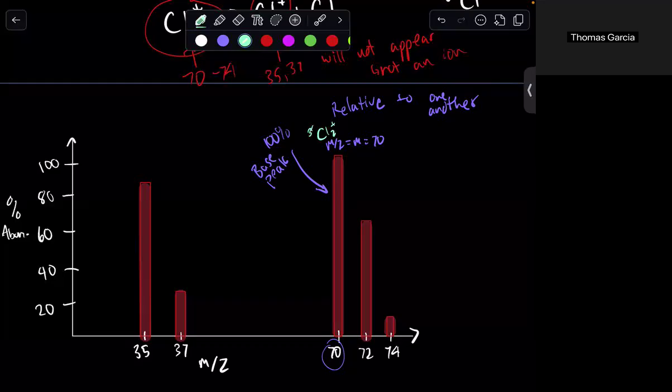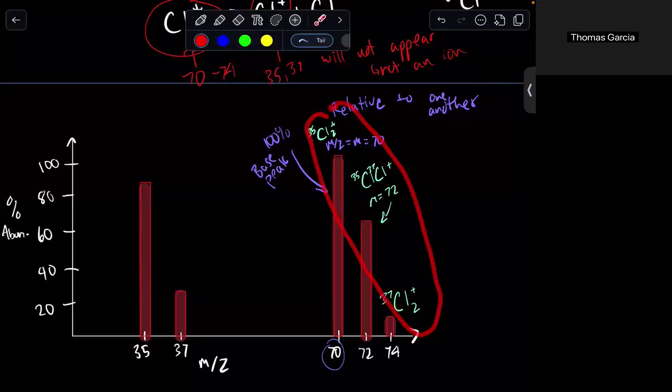Cl2 plus 35. A couple things about that is we can then use it to determine what this next peak is right here. This has a mass of 72. The only way we can get 72 is if we have a combination of Cl35 and Cl37 as our diatom. And lastly, 74 has a composition of Cl37 together. So we can identify these three peaks and the different isotopes that make up these diatoms here.